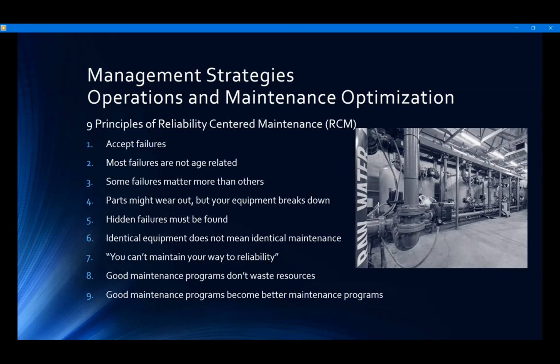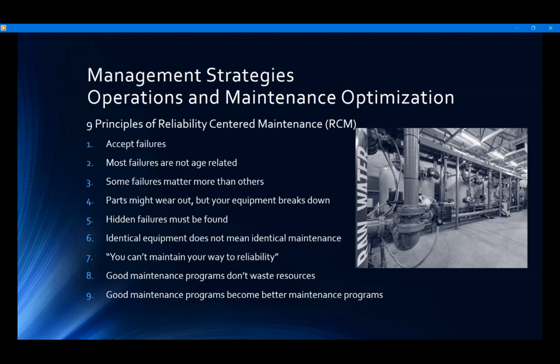What I found is there's just some fantastic principles involved with this. And there are 9, it's almost our commandments. So number 1, accept failures. Not all failures can be prevented by maintenance. Some failures are the result of events outside our control. Think lightning strikes or flooding. For events like these, more or better maintenance makes no difference. Instead, the consequences of events like these should be mitigated through design.